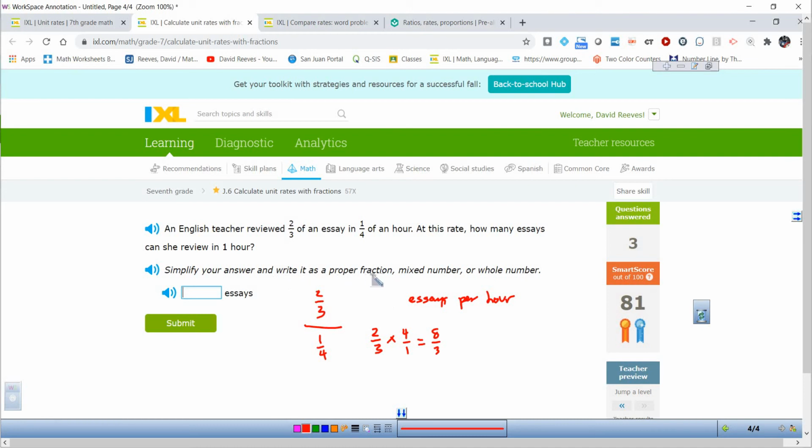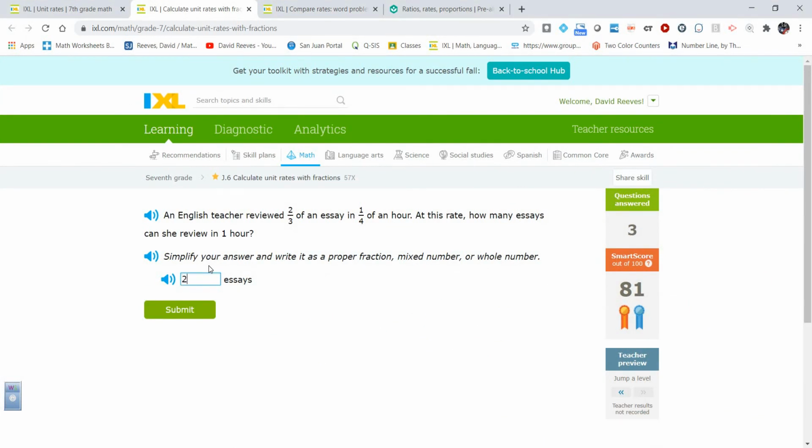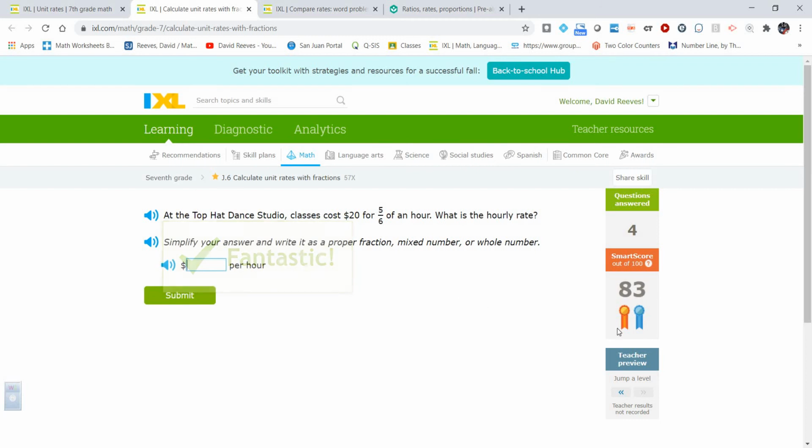It says now, write it as a proper fraction, a mixed number, or a whole number. All right, 8/3 is not a proper fraction. It's an improper fraction. But I can go 3 goes into 8 2 times, 2 and 2/3. All right, so 2 and 2/3 is the answer that we are looking for. 2 and 2/3 essays per hour. Fantastic, Mr. Reeves. Take that, Alec.